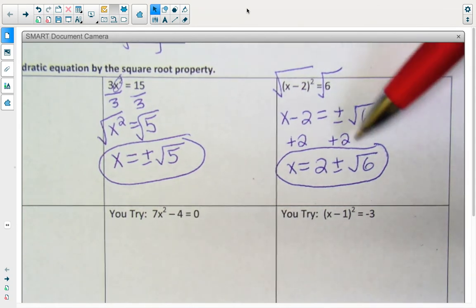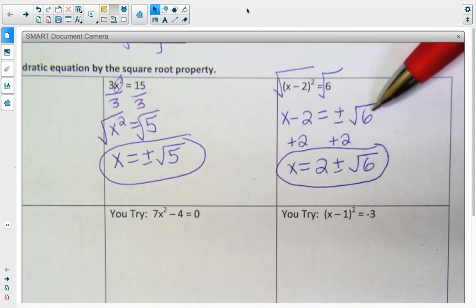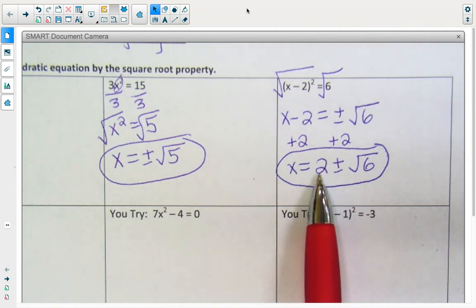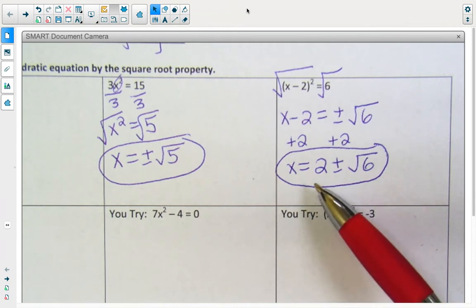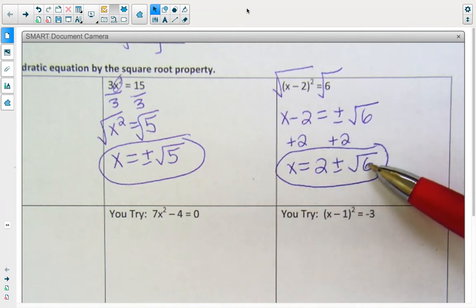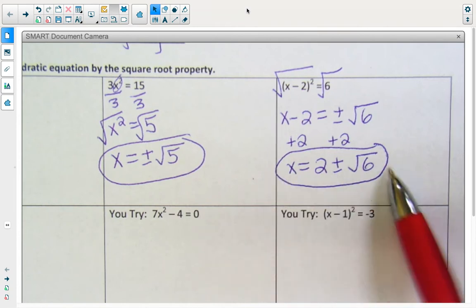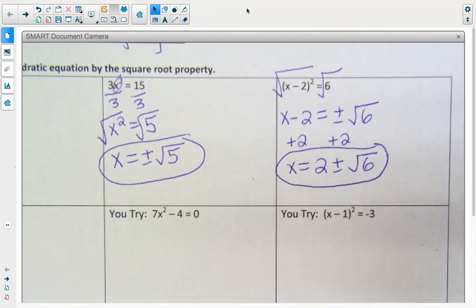So anyway, this 2 does not go inside of this square root. That's like an illegal math move. So notice I just put the 2 in the front. So my 2 answers are 2 plus the square root of 6 and 2 minus the square root of 6. But we can write it all together as 2 plus or minus the square root of 6.